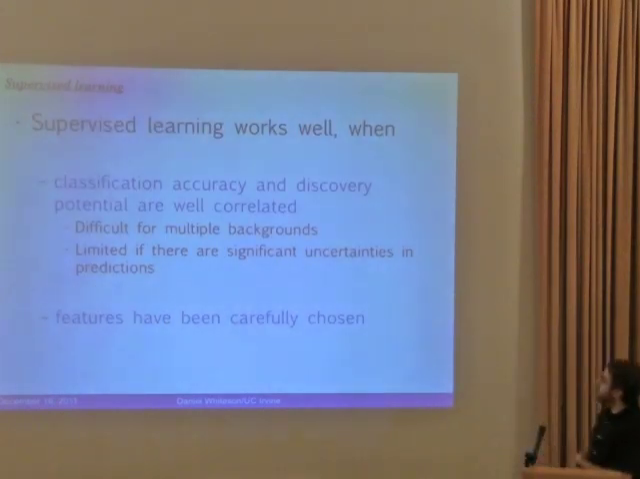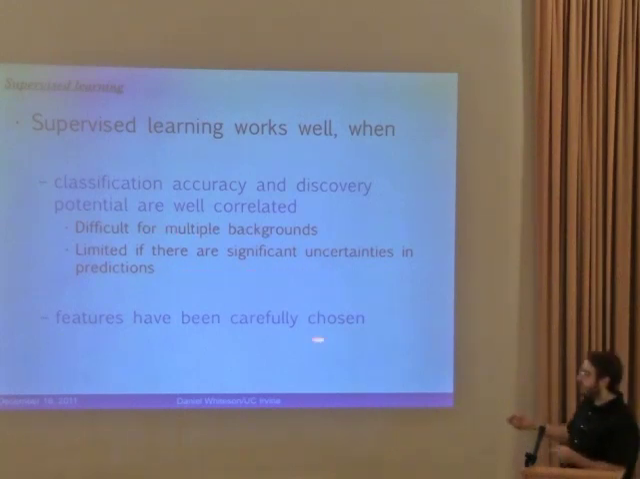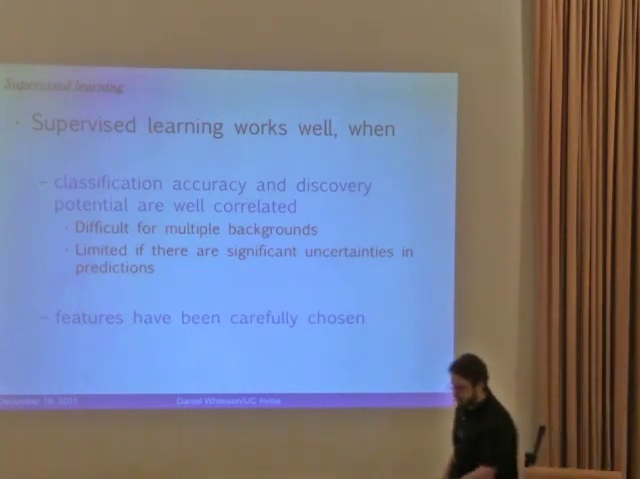So in summary, I'd say supervised learning for particle physics works well when classification accuracy and discovery potential are very well correlated. This isn't always true when you have multiple backgrounds, and it's limited if there are uncertainties in our predictions. And it only works if you've done a good job to choose your features.